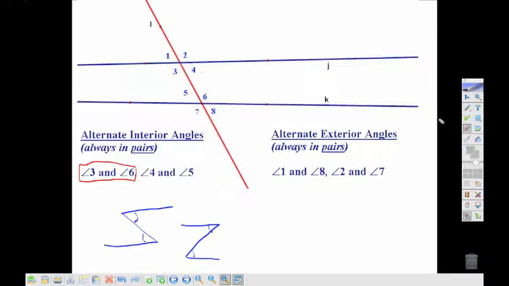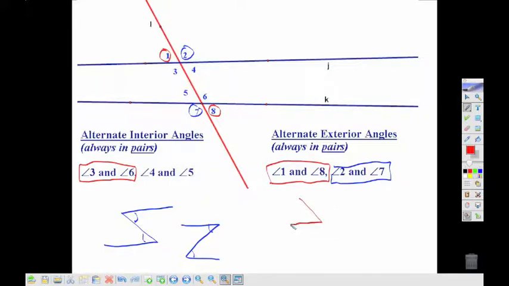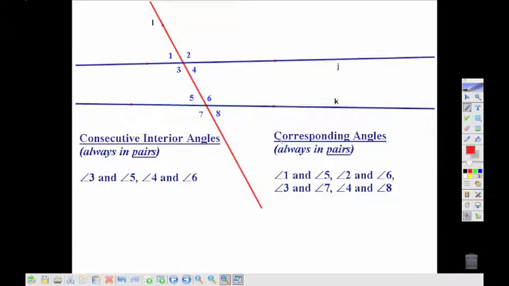Okay, moving over to the alternate exterior angles. We're looking on the outside, and we're going to alternate to the other side. So 1 and 8 would be an alternate exterior angle pair, and 7 and 2 would be an alternate exterior angle pair. Now for this one, it's not as clear a picture, but we would definitely be going on the outside in opposite directions like that.